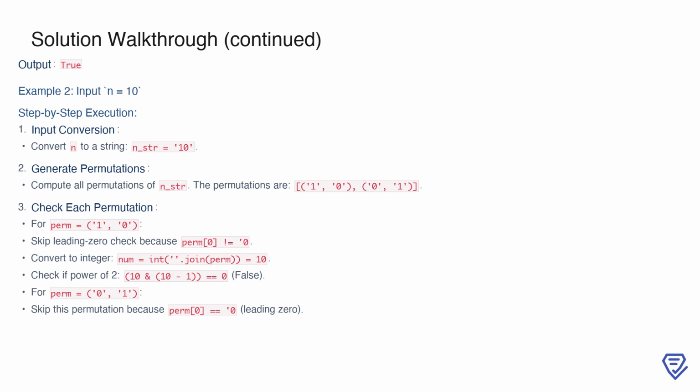We then convert it to an integer, giving us number equals 10. Checking whether 10 is a power of 2 using the bitwise condition, 10 & (10 - 1) equals 0, we find that it evaluates to false. For the second permutation, 0, 1, we skip this permutation entirely because the first digit is 0, which makes it invalid due to leading zeros. Since there are no other permutations left to check, we proceed to the next step.